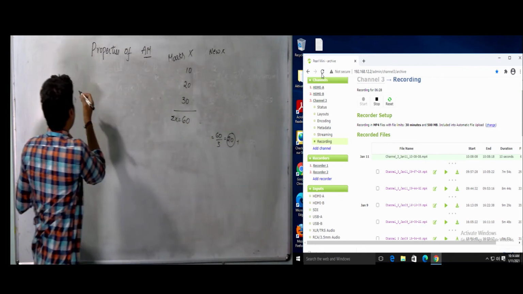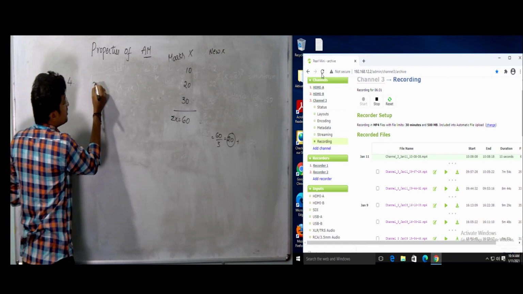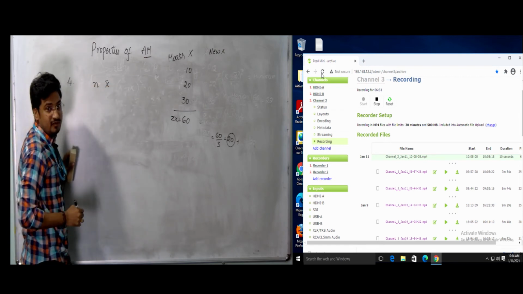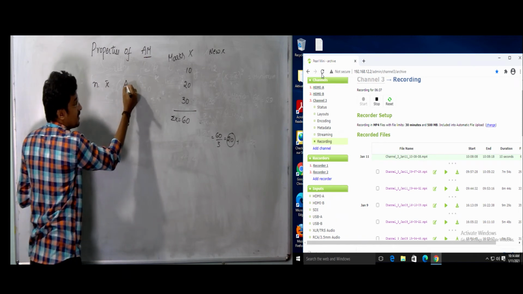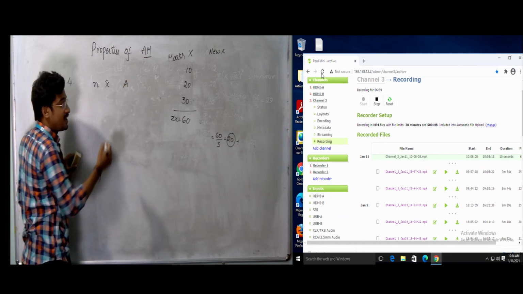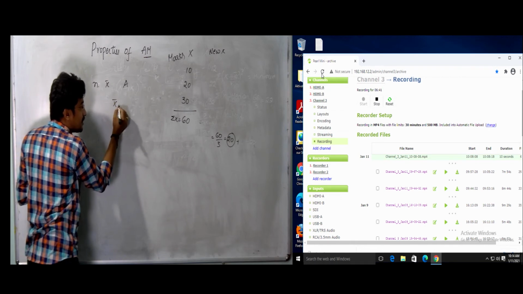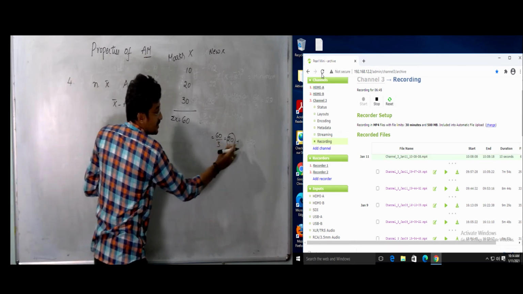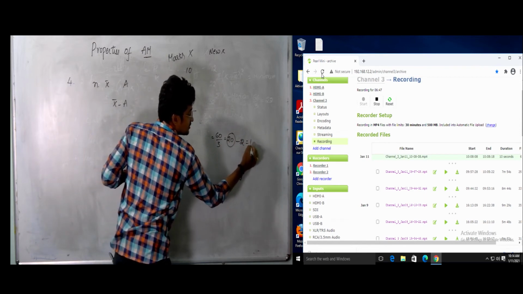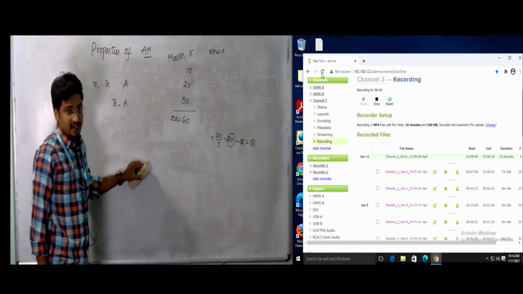Next property. If the mean of n observations is x bar and each observation is decreased by a, then the new mean is x bar minus a. The original mean is 20, so 20 minus 2 is 18.